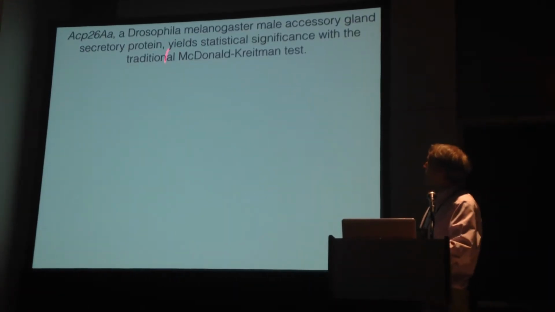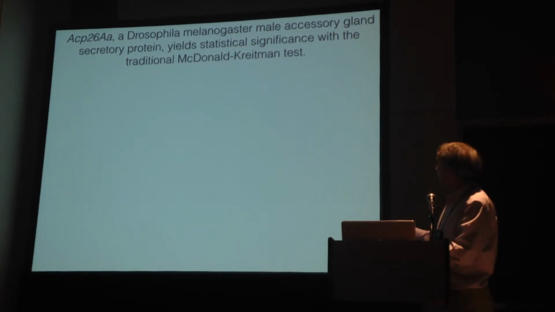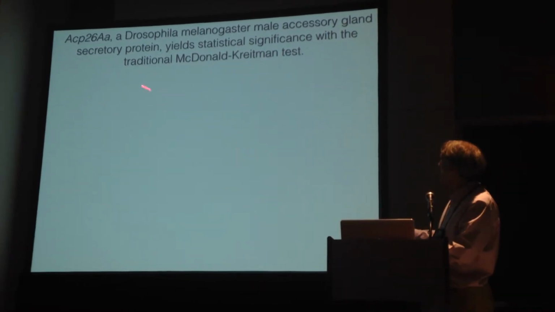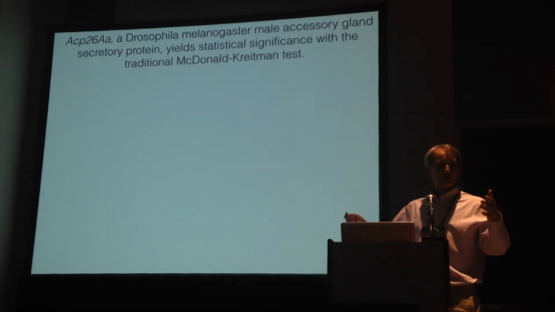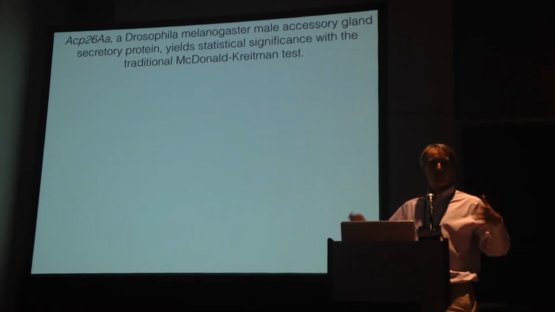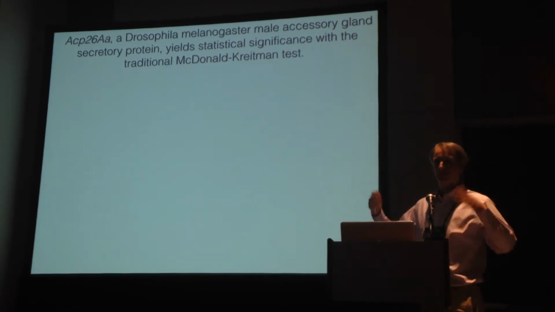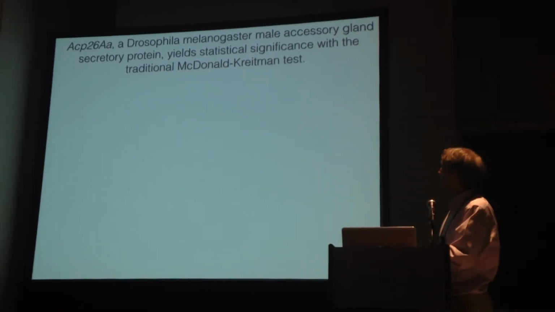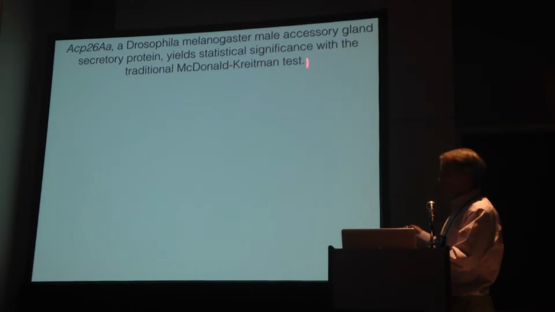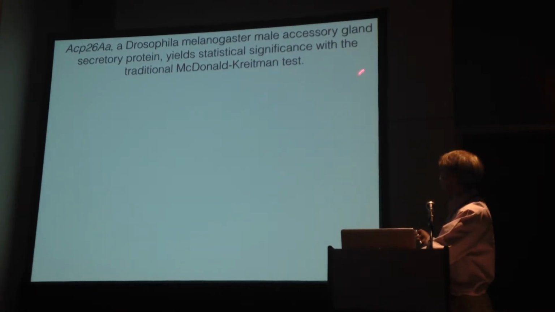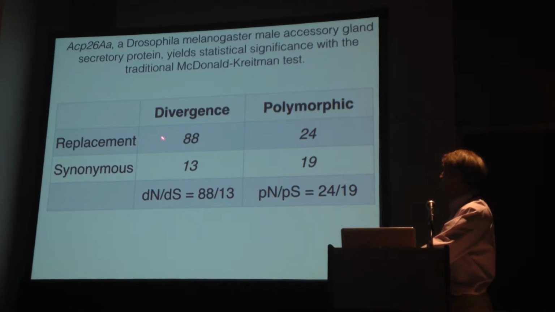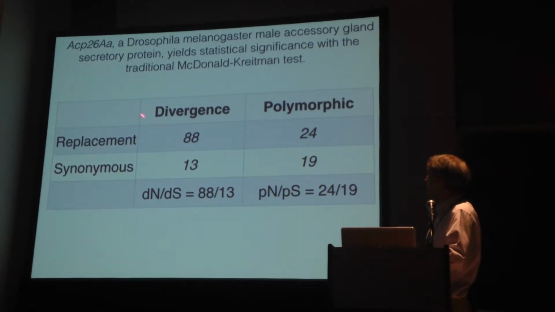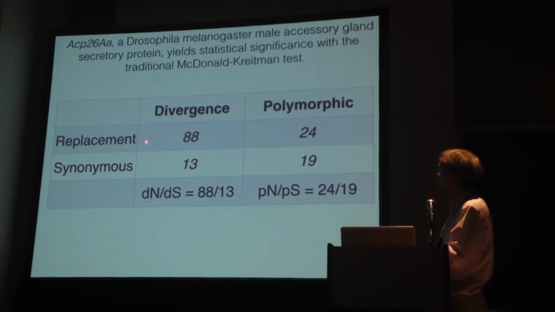So let me first talk about a Drosophila gene. We had a talk on selection earlier in this session. This is ACP26AA. It's actually been well known to be under selection. It's one of these sperm lysine proteins, very important, understood. It's under selection. And so I just want to show you it yields a statistically significant result with the traditional McDonald-Kreitman test, which means it's under very strong selection. McDonald-Kreitman is a very conservative test.